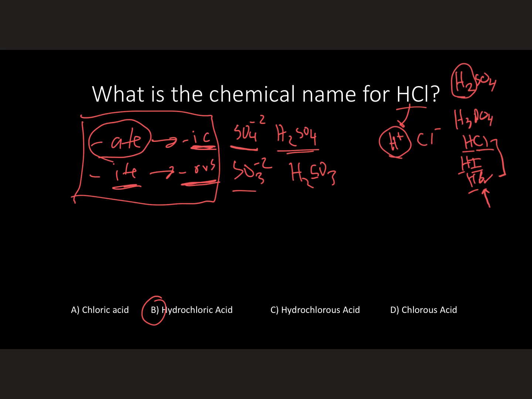Another thing that's very helpful when you're memorizing your polyatomics is to remember all the ones that end in ate, like sulfate, chlorate, nitrate. Then when you remove an oxygen, it goes to ite. So if you have SO3, sulfite, chlorite, nitrite. Just another useful tool.